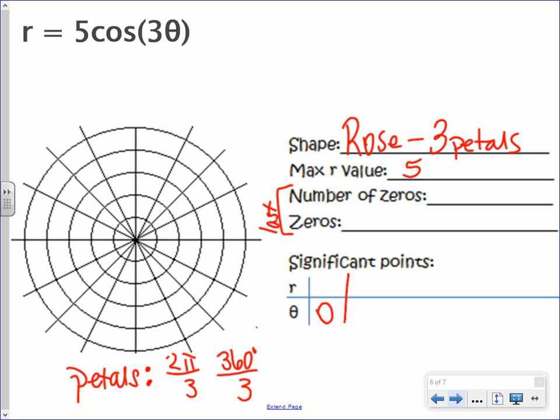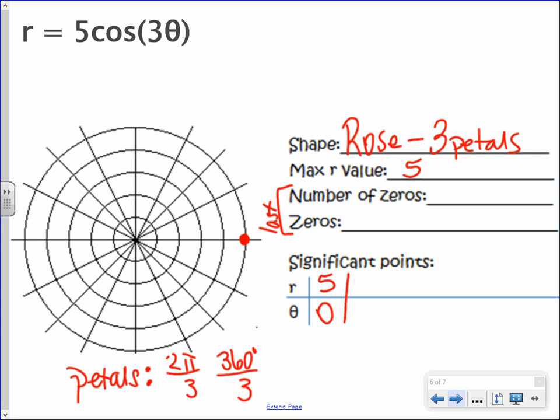The cosine of 0 is 1, and 1 times 5? 5. Okay. So at 0 radians, we go out 5.